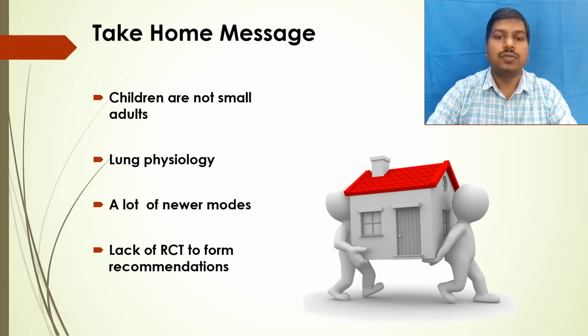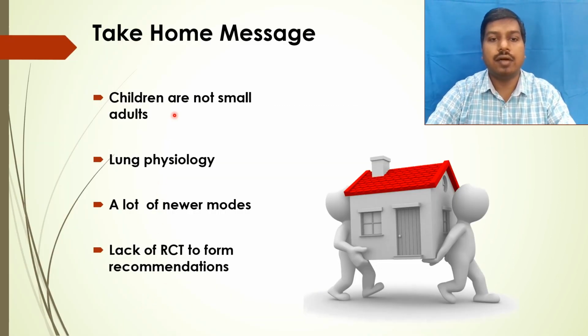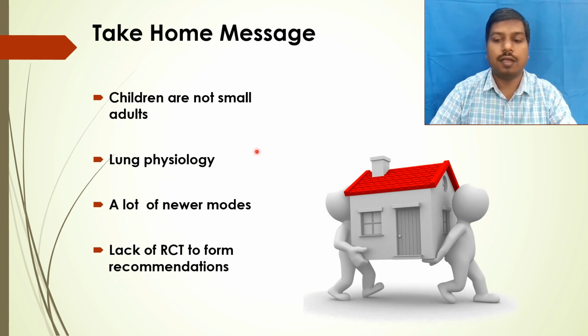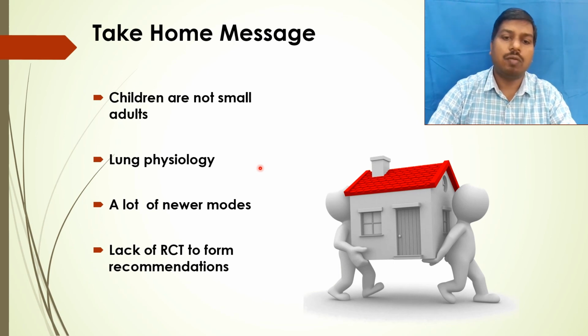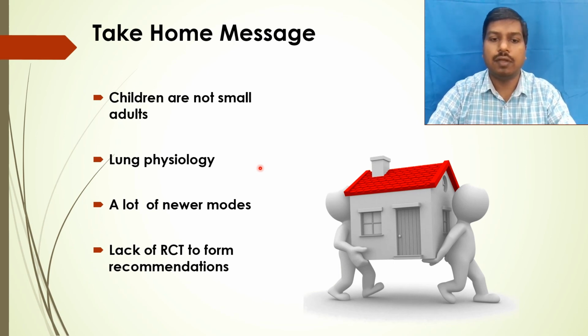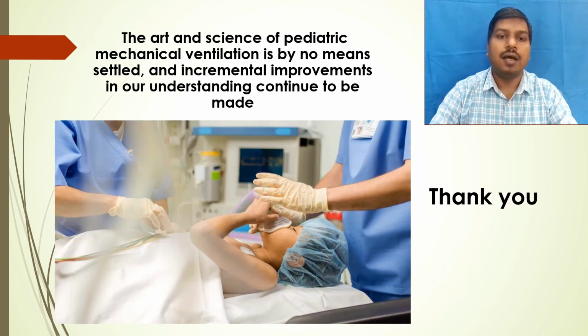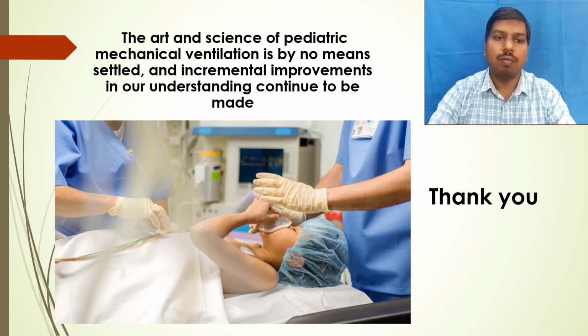So the take home message is that children are not small adults. The lung physiology is entirely different from that of adults. So we should have an elaborate knowledge about the lung physiology before initiating mechanical ventilation in pediatrics. And there are a lot of newer modes of ventilation which are effective in preventing barotrauma, volutrauma, and dyssynchrony that we can use for ventilation. And actually there is a lack of randomized controlled studies to form recommendations for pediatric mechanical ventilation. The art and science of pediatric mechanical ventilation is by no means settled, and incremental improvements in our understanding continue to be made. Thank you.